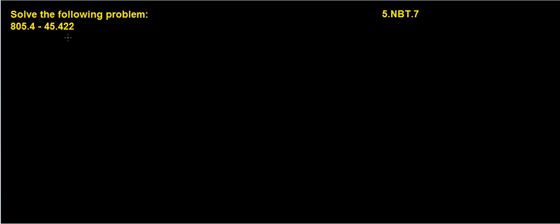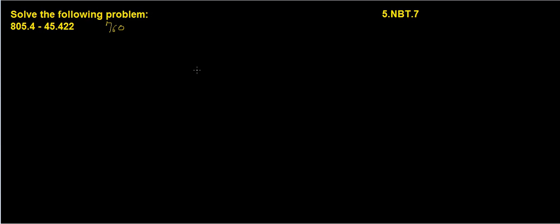Okay, we're going to look at the following problem: 805 and 4/10 minus 45 and 422 thousandths. Like before, we want to do a little estimation. So we have 805 minus 45, which would give us 760. So our answer should be around 760.